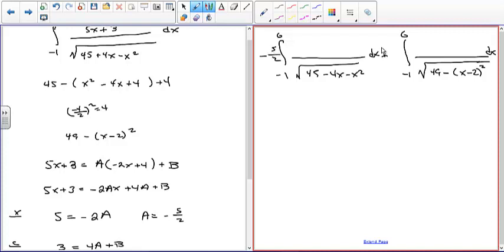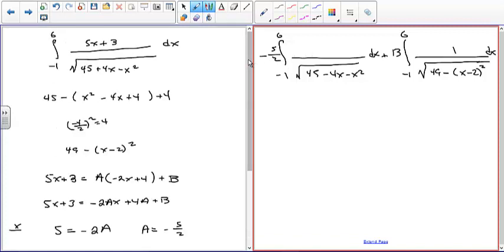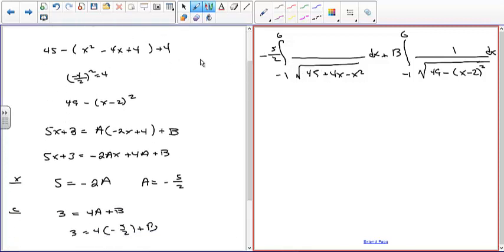So a is negative 5 halves, and b was 13. And this is going to be here. Here the numerator is 1, and here the numerator is going to be... Did I do something wrong here? Did I copy something wrong? Yeah, this should be plus. I don't know why I did it the other way. Okay, so here the numerator is going to be negative 2x plus 4, and the numerator over here is 1. So they have to have the derivative of this being the numerator. And here the numerator is just 1.